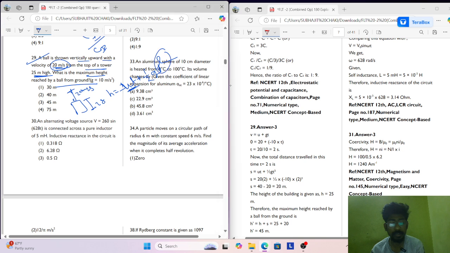First of all, you have to calculate this time. How to calculate this time? V equals u plus gt, because it is thrown upward, so u minus gt will be there. So t will be equals to (u minus v) by g. So u is 20, v is 0, divided by 10, that is 2 seconds. So put the value of 2 here. U is 20, 40, half into 10, t square means 4, so 20.